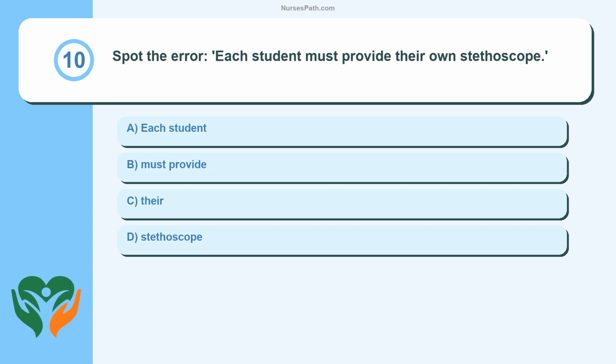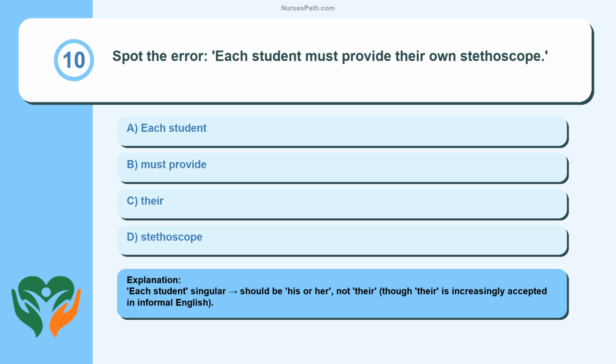Question 10. Spot the error. Each student must provide their own stethoscope. Each student must provide their stethoscope. Each student, singular, should be followed by his or her, not their, though their is increasingly accepted in informal English.